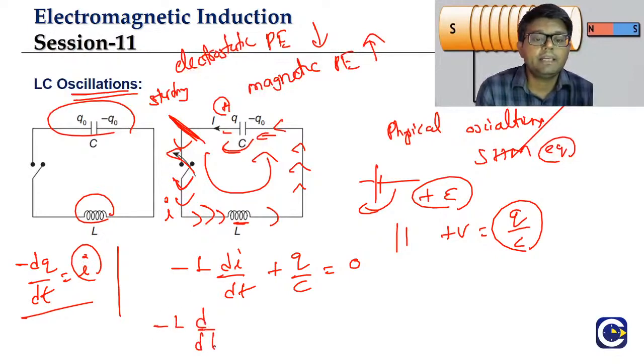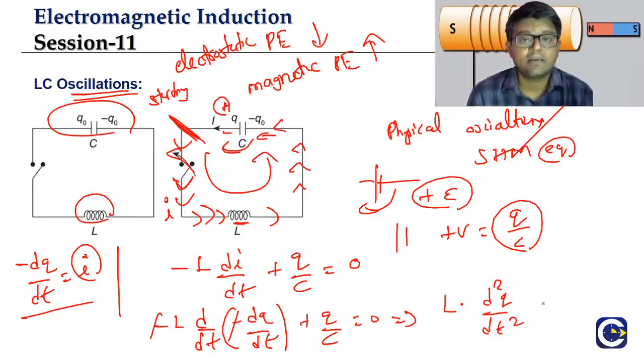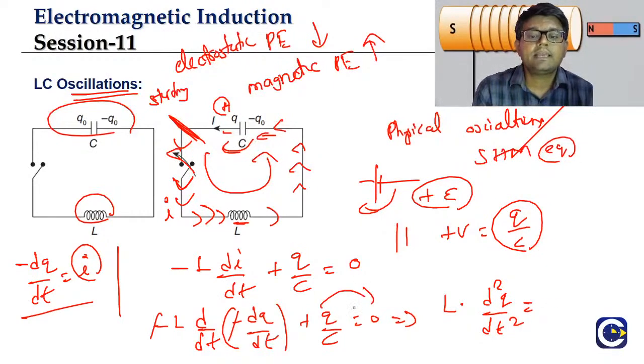Now we bring the I value into the expression. Minus L di by dt can be written as d by dt of I, and I is minus dq by dt. Minus minus is plus, so this is d by dt of dq by dt, which is nothing but L into d square q by dt square. In mathematics we call it the double derivative. We have seen this notation in +1 physics also, like d square x by dt square is acceleration. So L d square q by dt square equals, taking Q by C to the right-hand side, minus Q by C.